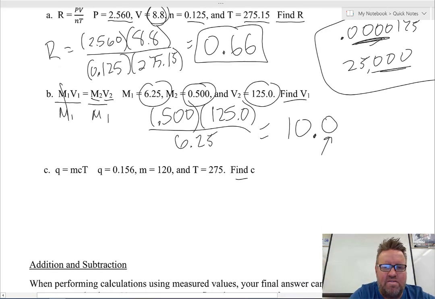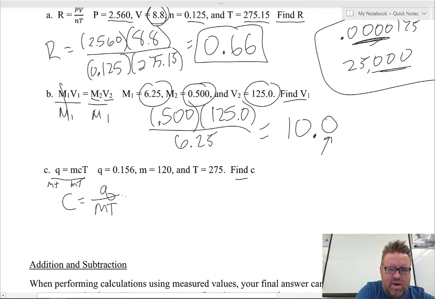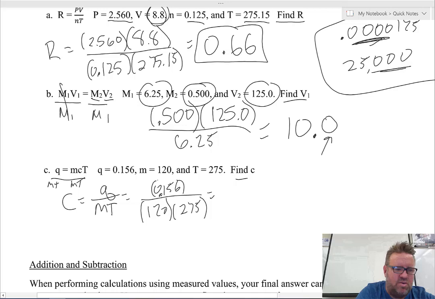Okay, and then our final one, to find C, we've got to get C by itself. So C, we're going to divide by M and T on both sides. So C is going to equal Q over MT. So Q equals 0.156. M is 120, and T is 275. Notice that M, well, we'll get to that in a second. So we're going to take 0.156 divided by 120. And then again, divided by 275 equals a whole bunch of zeros.